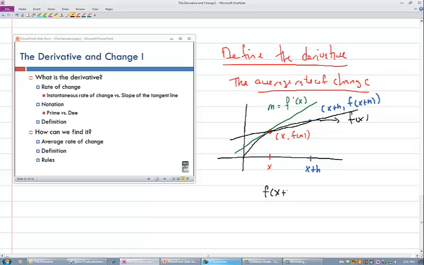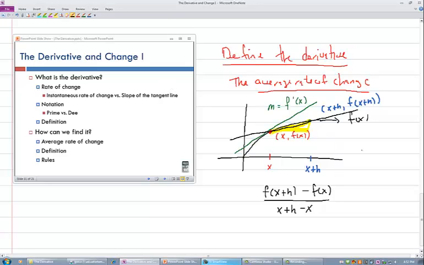So f of x plus h minus f of x, all divided by the change in the input. So x plus h minus x. So this is just the rise over the run. So those of you that remember finding the slope of a line, the way that we do this is we just take the rise right here and divide it by the run. And there's actually a triangle right here you can see.